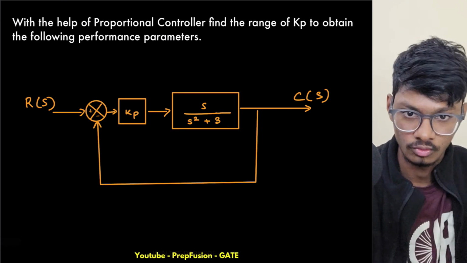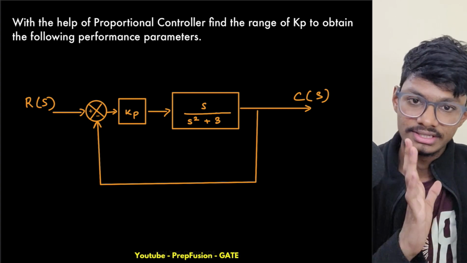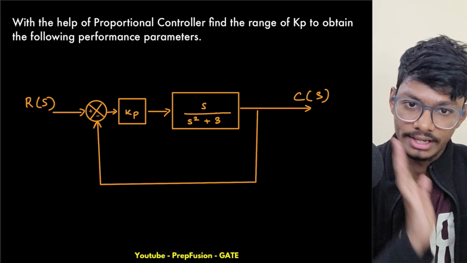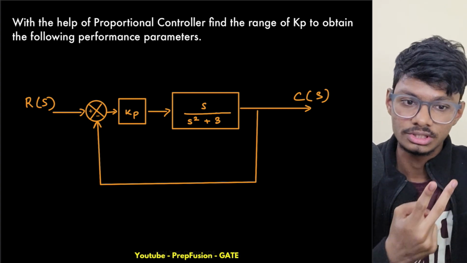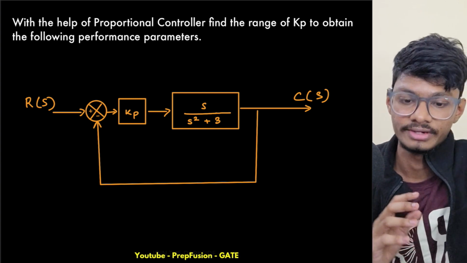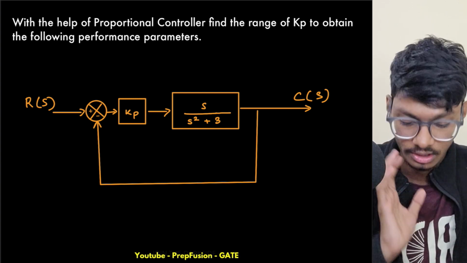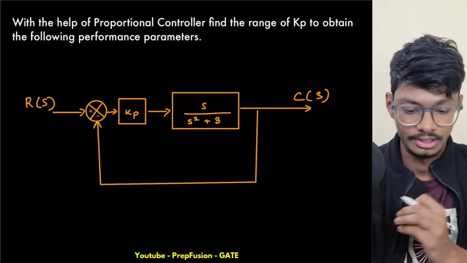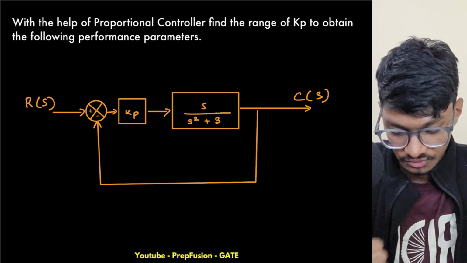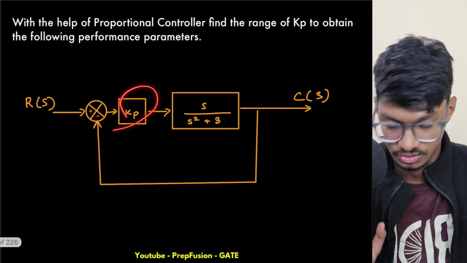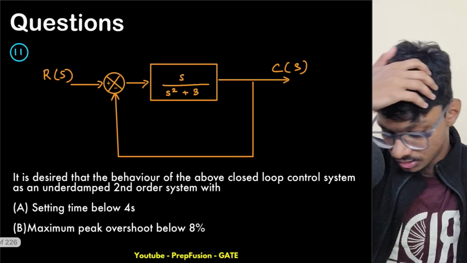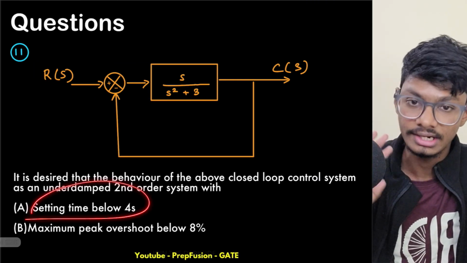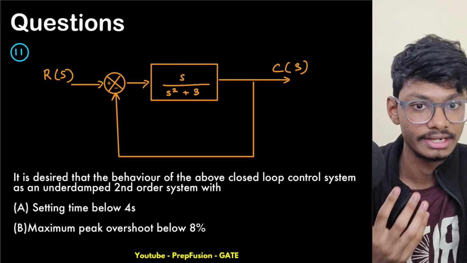We will use the help of the root locus, or we can simply use the Routh array as well. So we will use two methods to analyze this. This is a very good question, so let's totally focus on it and try to understand what I will do next. First, we are using a proportional controller and this is our OLTF. We have to get settling time below 4 seconds. What does settling time mean?